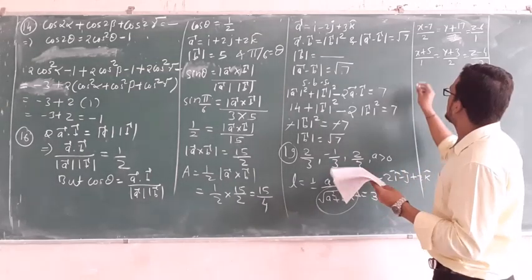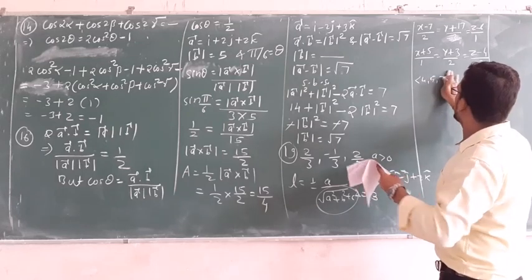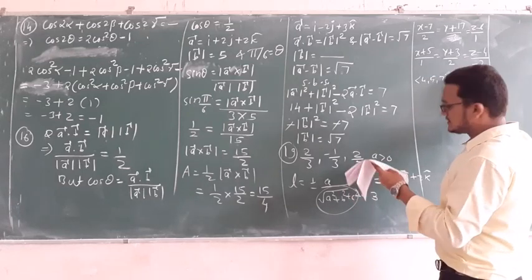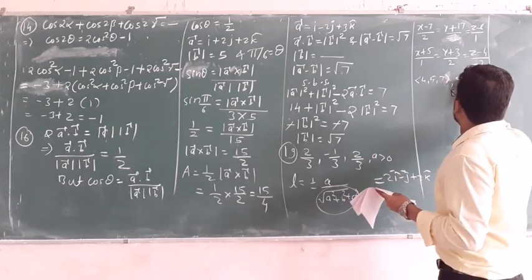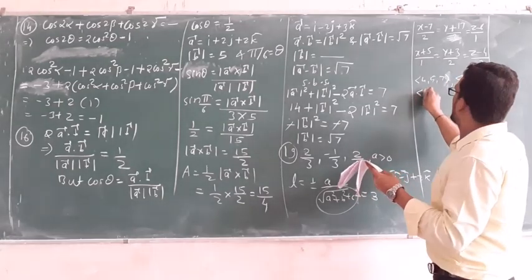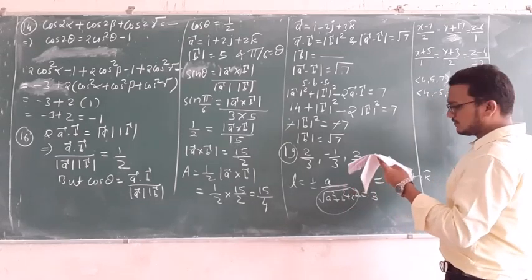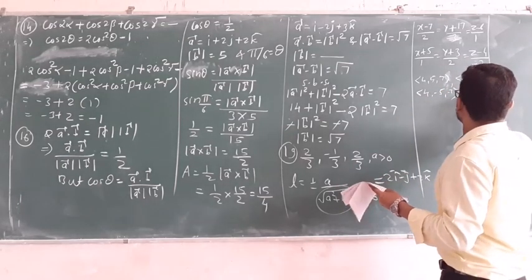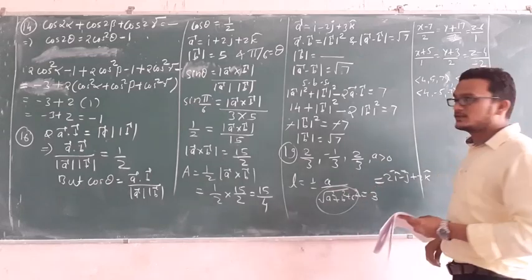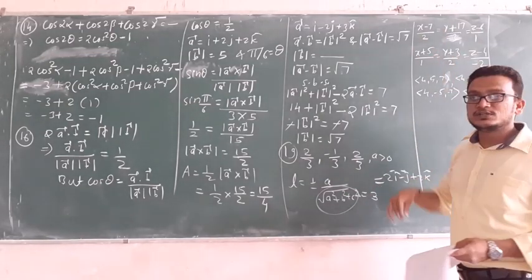In the options they are given like this: 4, 5, 7, this is the first option. Second option is 4, -5, 7. Third option is 4, -5, -7, and the last option is -4, 5, 7. So these four options are given. Which direction ratios are perpendicular to these lines?